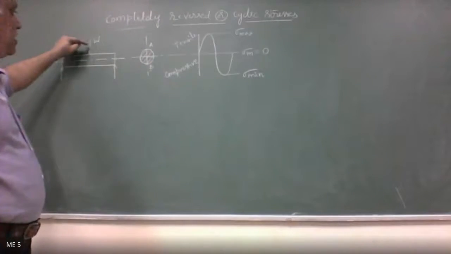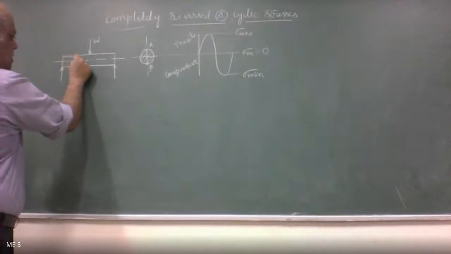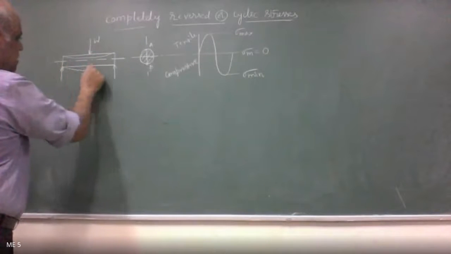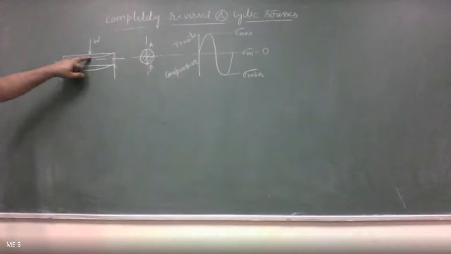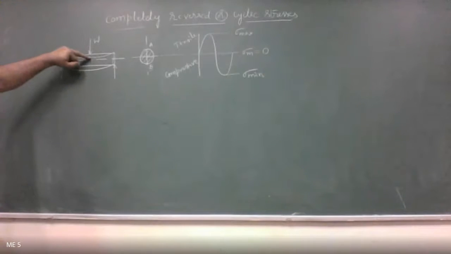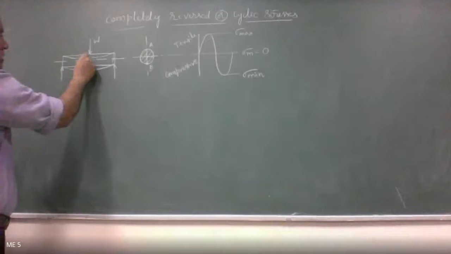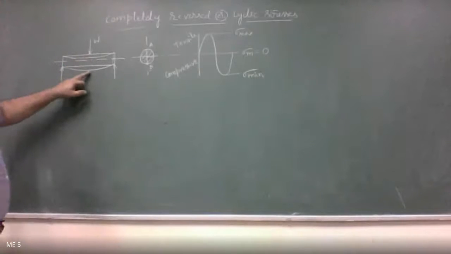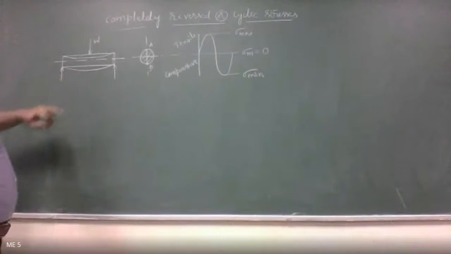Okay, because of applied load W, what will happen to the beam here? It's going to bend something like this, correct? It will bend like this. Then point A is under what type of stress? Compression. And point B will be under tensile stress, correct?